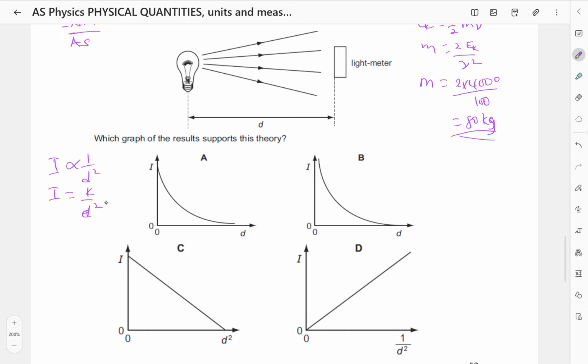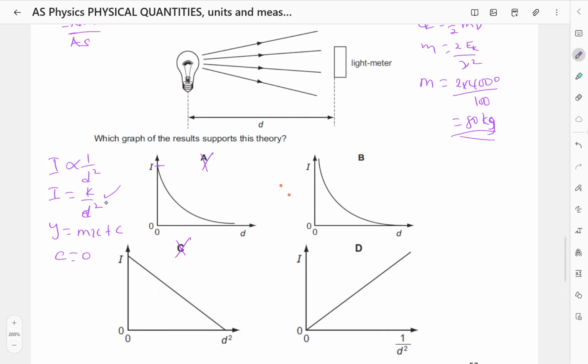Now, if the graphs are all I against D, so if we compare this with y is equal to mx plus c, it means if I have a graph, the y-intercept should be 0 in the first place. From this equation, c should be equal to 0. The y-intercept should be 0. That means A is out because the y-intercept is not 0. C is out because the y-intercept is not 0.